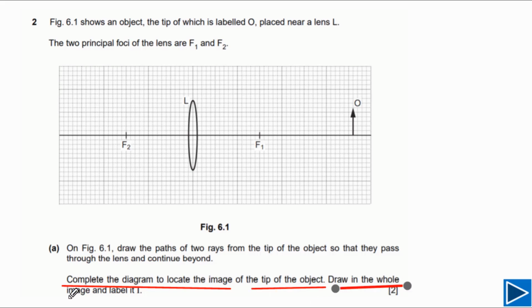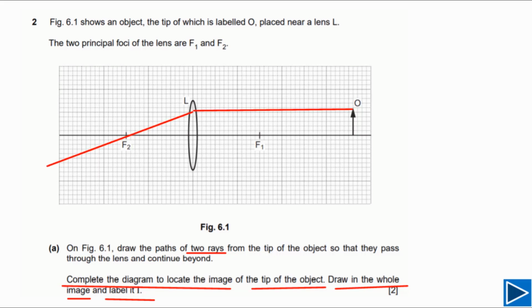Draw in the whole image means we need to draw the whole image, and we need to use letter I to label the image. This is a very straightforward question. We need to use two standard rays as mentioned here. We will draw one ray from the tip of the object and parallel to the principal axis, and this ray, after refracting from the lens, has to pass through the principal focus. We will draw like this.